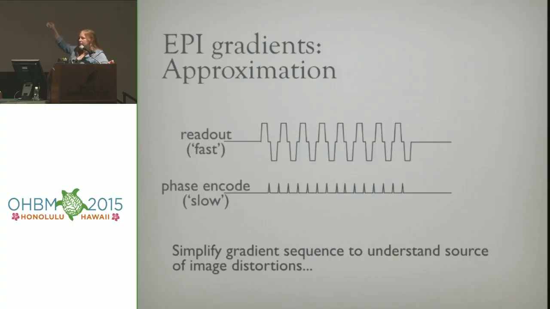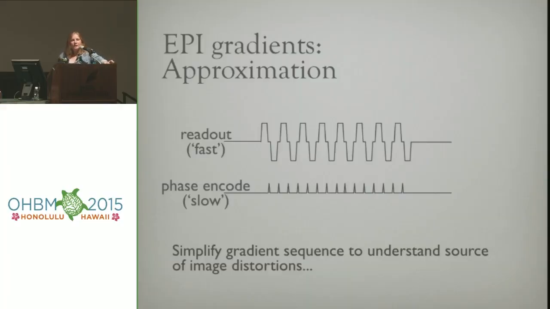Okay, so finally, very quickly, what are the limitations and trade-offs? I mentioned the fact that EPI images tend to be distorted. I'd like to give you a very quick picture of how I think of that distortion. So I showed this diagram earlier, although you may not have paid much attention to it. This is what the gradients are doing in order to achieve an EPI readout.